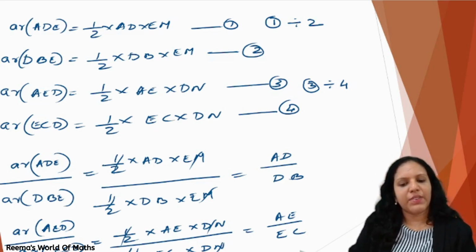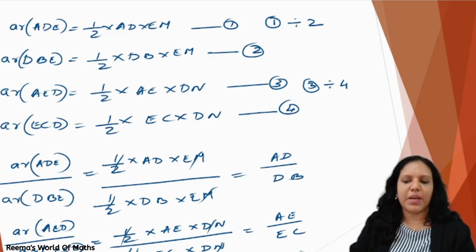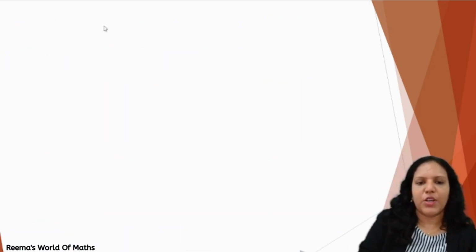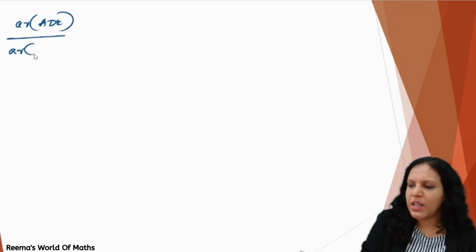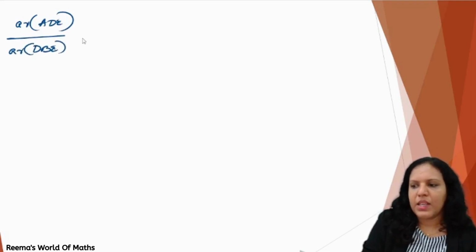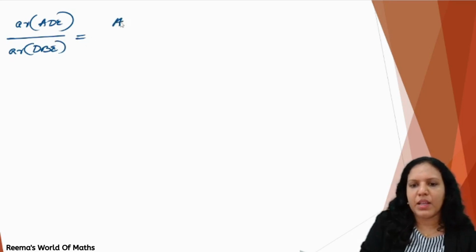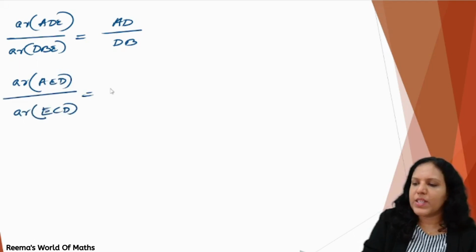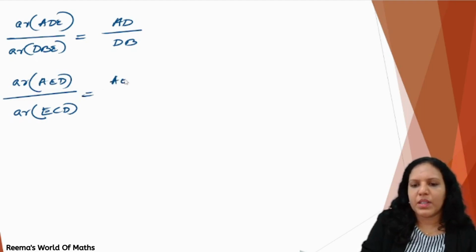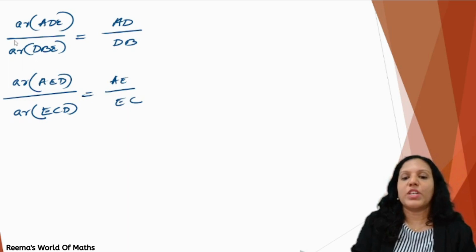And area of triangle AED divided by area of triangle ECD equals AE by EC. Let's write that here. Area of triangle ADE divided by area of triangle DBE is equal to AD by DB, correct? And the other one was area of triangle AED divided by area of triangle ECD is equal to AE divided by EC. Let's look into this together.